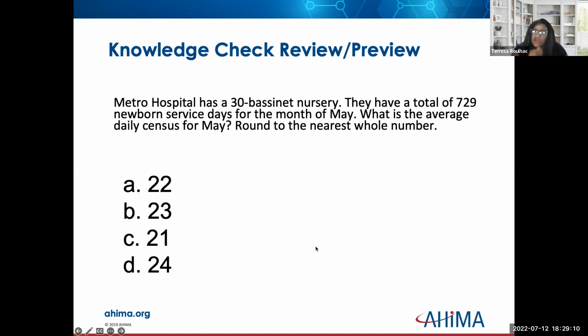Is the answer 22, 23, 21, or 24? Remember what you may have to do.